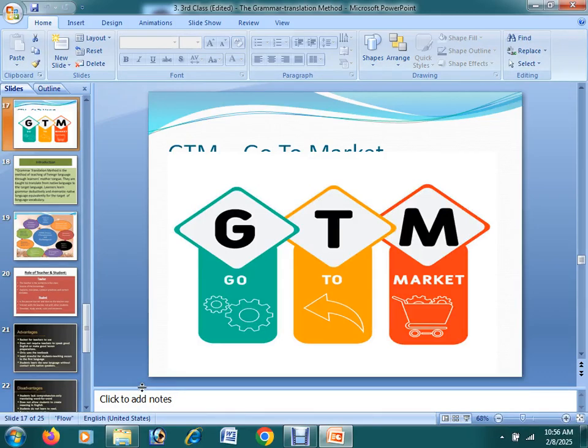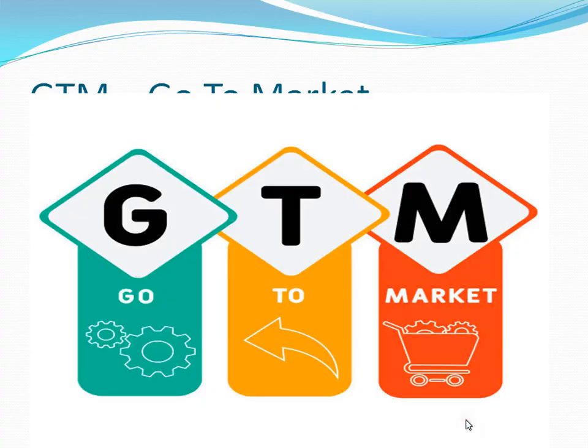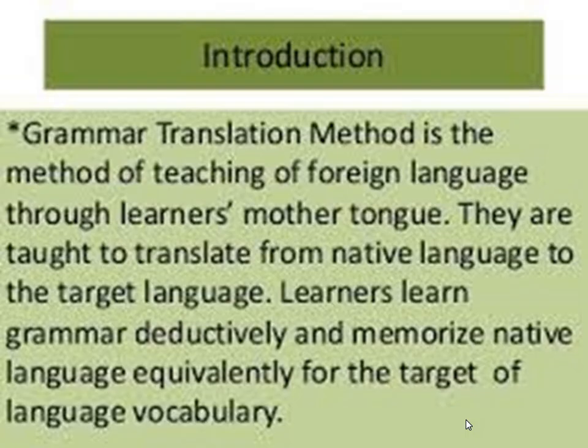Translation method, or you can call it grammar translation method. So grammar translation method, what is it? The grammar translation method is the method of teaching a foreign language through the learners' mother tongue. They are taught to translate from their native language to the target language, and learners learn grammar deductively.